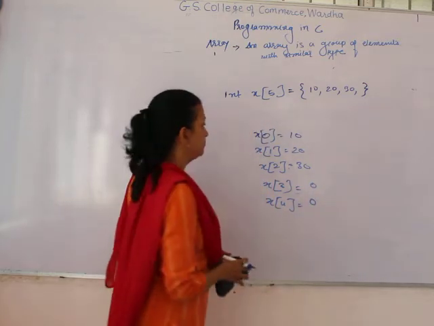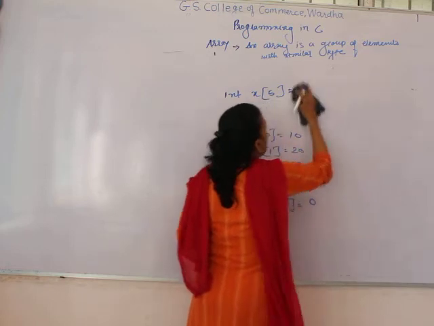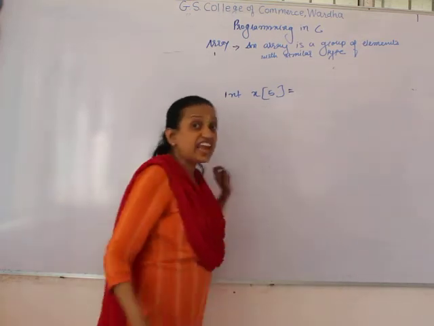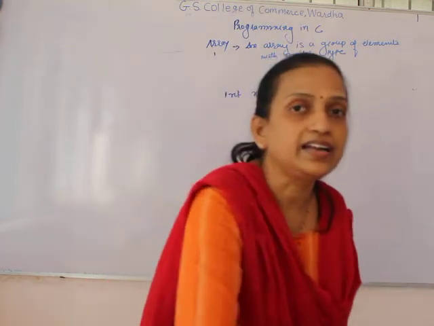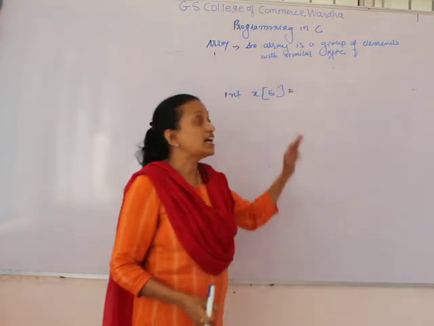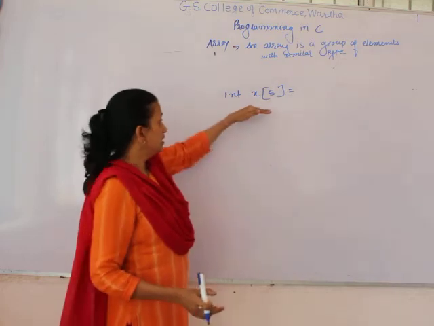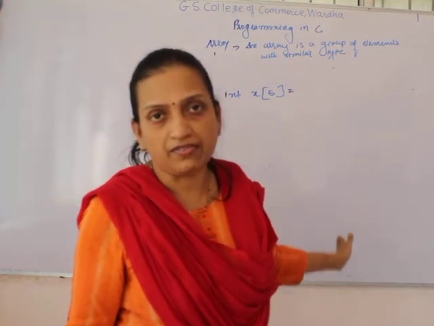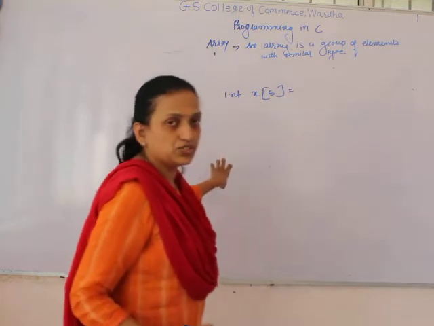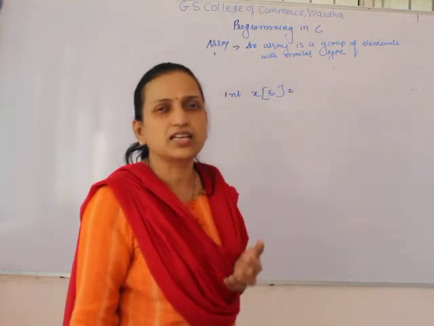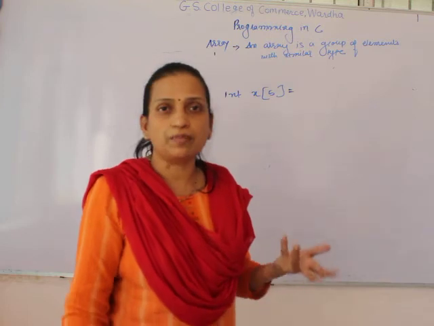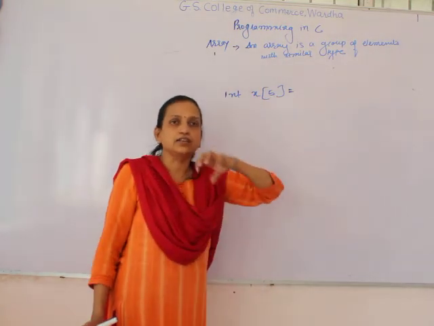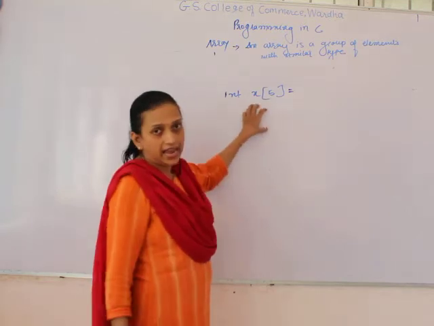But if you are not assigning a value and you access this variable without assigning a value, then the compiler will assign a garbage value to the array elements. Garbage value is nothing but a dummy value which is of no use to us. So you should assign the proper value to the array elements.